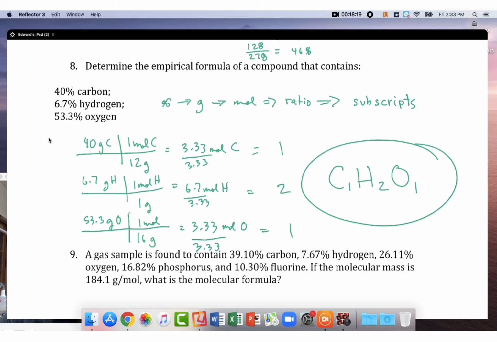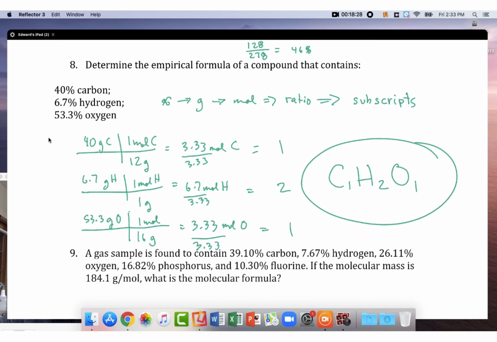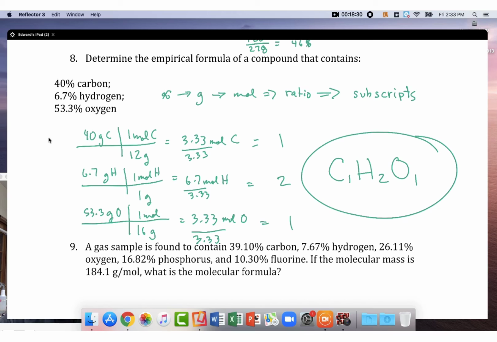That is an empirical formula. That formula would not exist by itself. Well, 1, 2, 3, 4. Oh, yeah, it could exist by itself. Yeah, that is formaldehyde. Okay.